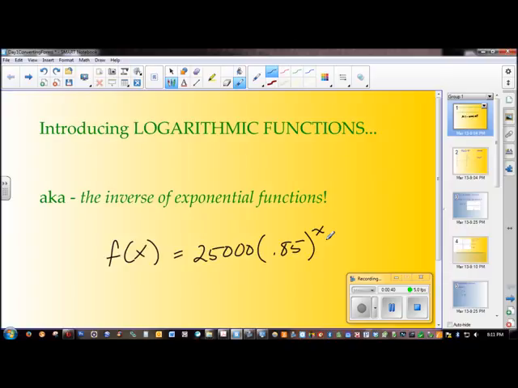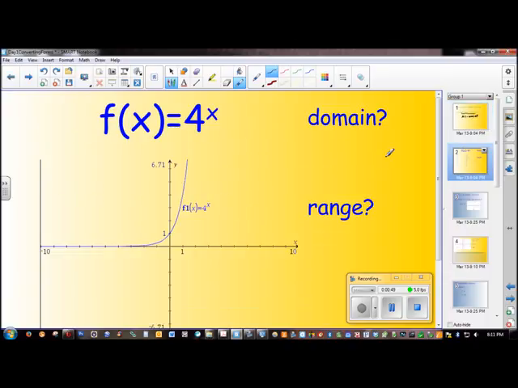So now in this unit we're going to learn how we can solve these exponential equations, and we're doing it by discovering what their inverses are. Let's take a look at a picture first. We've got this exponential function for the x.